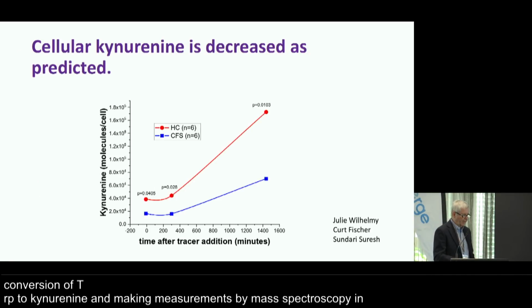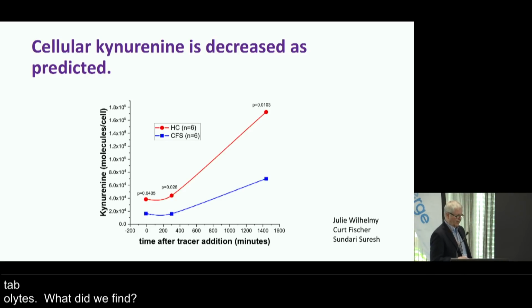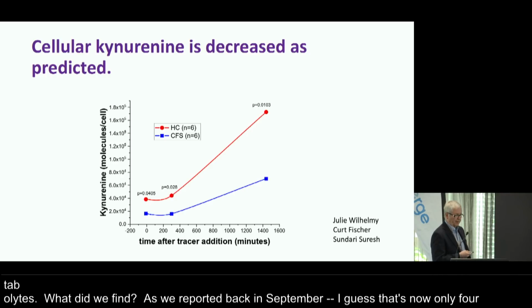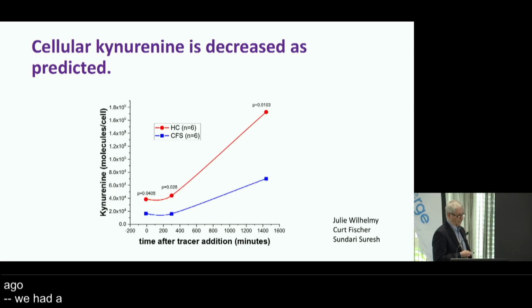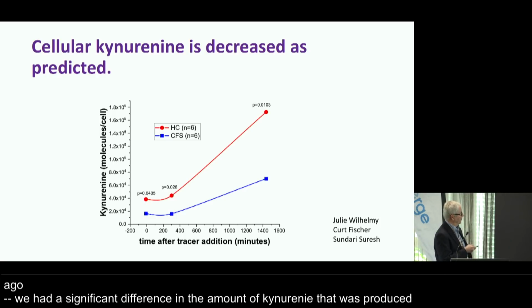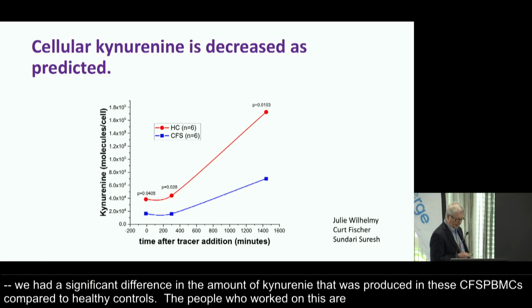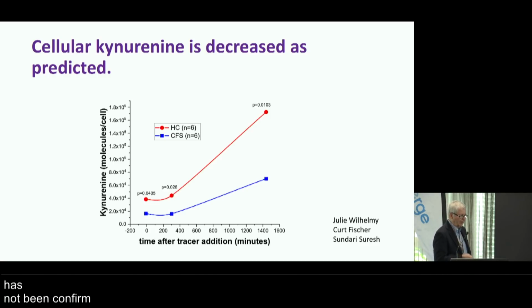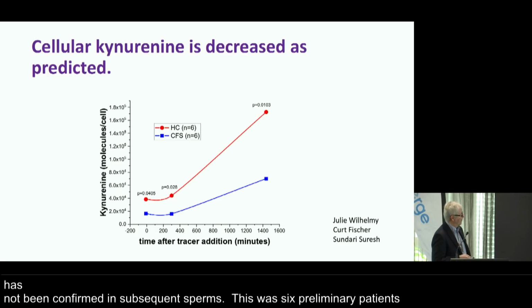So what did we find? Well, as I reported back in September, I guess that's now only 4 months ago, we had a significant difference in the amount of kynurenine that was produced in these CFS PBMCs compared to healthy controls. The people who worked on this are listed on the slide. This, however, has not been confirmed in subsequent experiments. This was 6 preliminary patients, and the values are much closer together in subsequent studies.